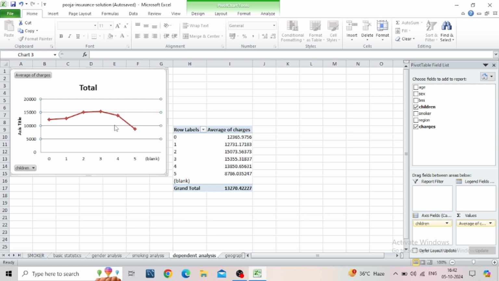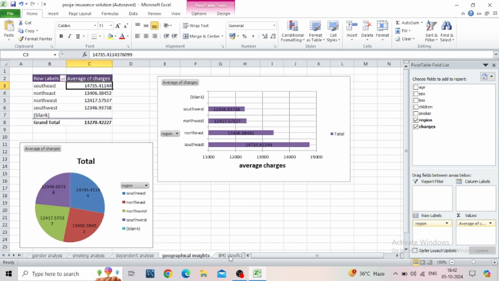The chart clearly illustrates that the values for individuals with 1, 2, 3 and 4 children, you can see, are almost the same. This indicates that the number of dependents does not significantly impact the medical charges in this data set, suggesting that other factors may play a more critical role in determining medical cost. So let's move on towards task 5.